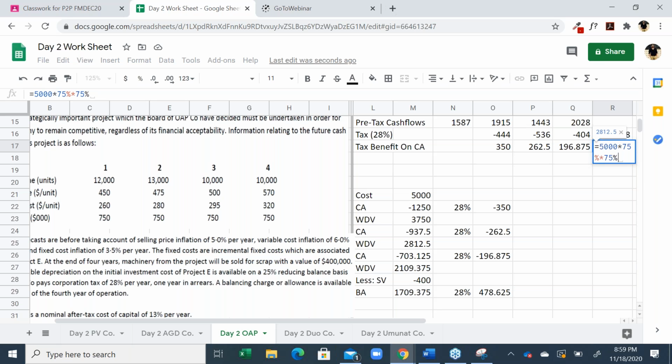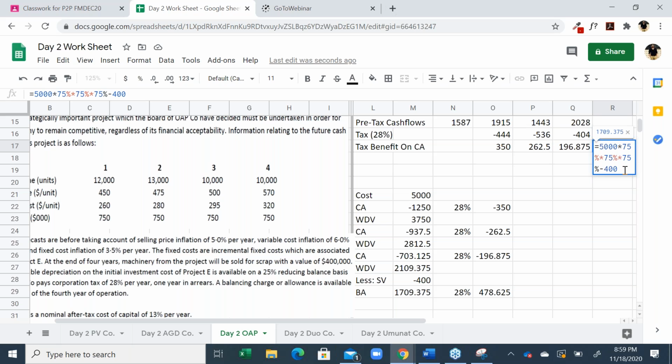Okay, we should multiply it by 75% again. If we do it, it will give us the WDV after the end of the second year, 2812.5. Here we go. That's the second year's WDV. If we multiply it by 75% again, it will give us the WDV after third year. And thereafter, we should subtract the scrap value. So if I subtract scrap value from this figure, which is 400, it will give me the balancing allowance figure, and that's 1709.375. And then we should multiply it with the tax rate.